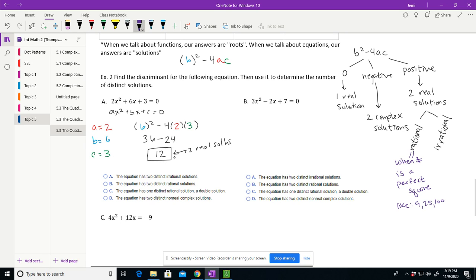So my options are: the equation has two distinct irrational solutions. The equation has two distinct rational solutions. The equation has one distinct rational solution, so that's not it. The equation has two distinct non-real complex solutions. That's not it, because it's not complex. I already decided that it was real because it's positive. Is 12 a perfect square? No. Therefore, these are irrational solutions. So my answer is A.